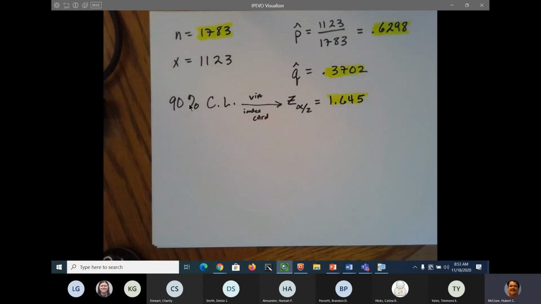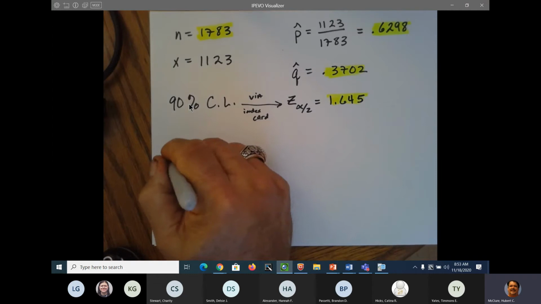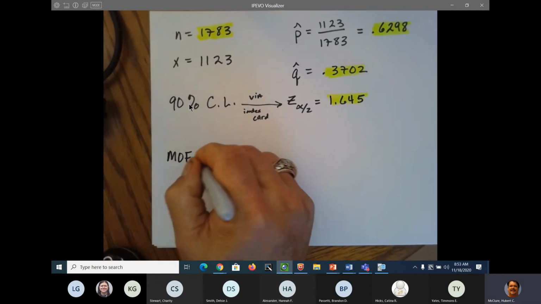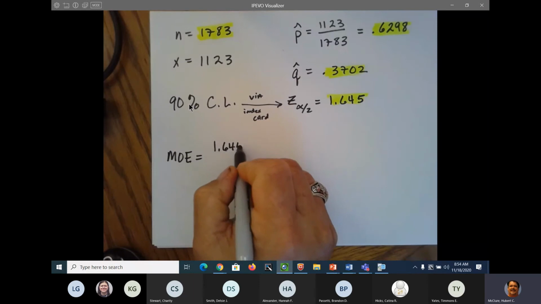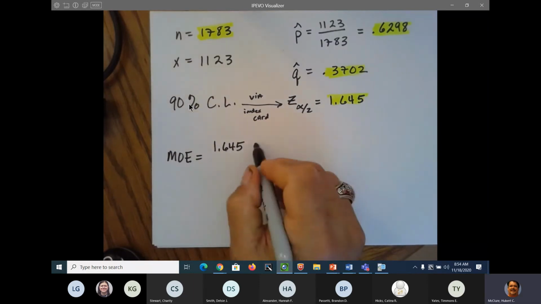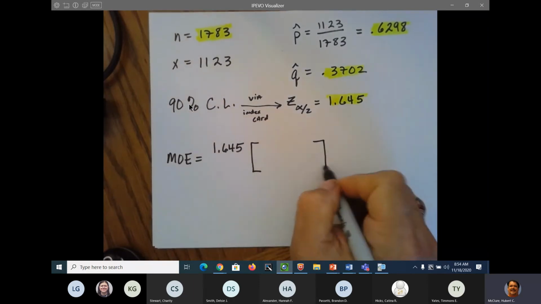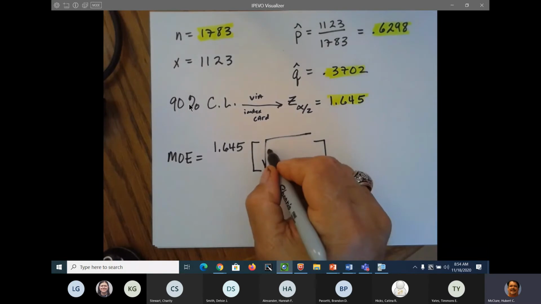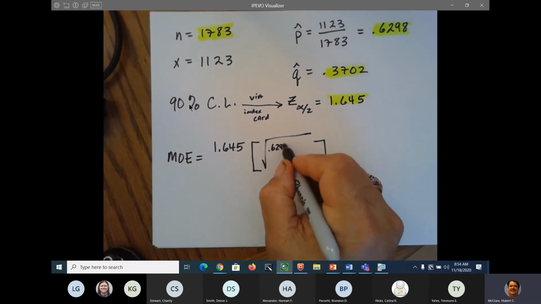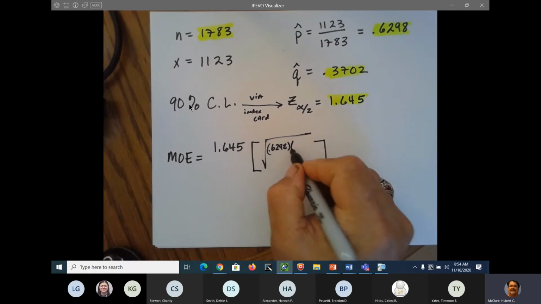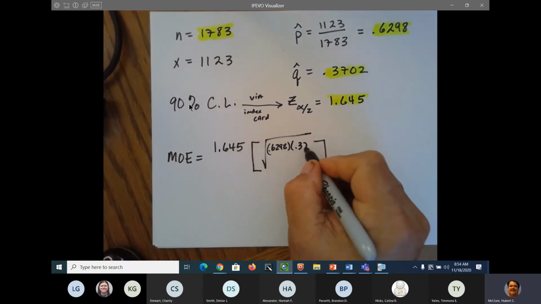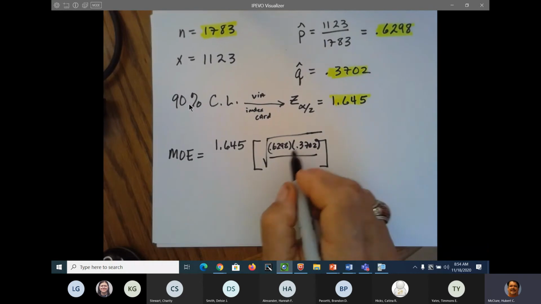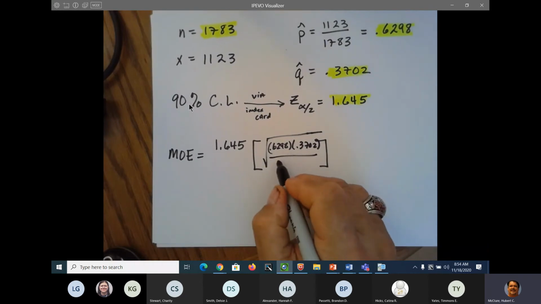So my MOE, or my margin of error, is equal to 1.645 times the square root of 0.6298 times 0.3702 divided by 1783.